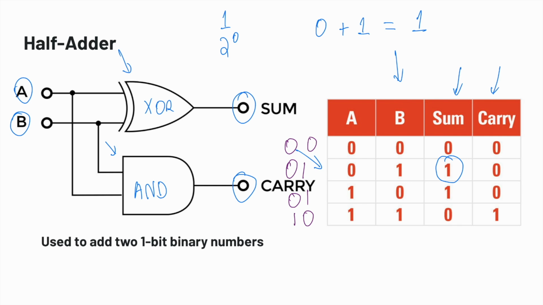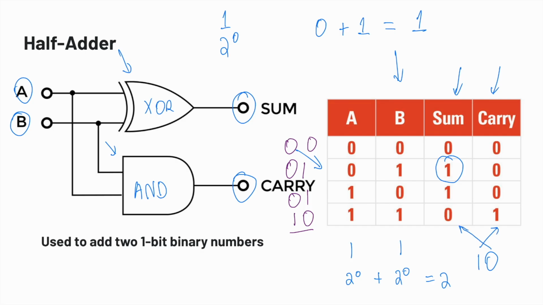The reason for that is because where we have this value, we can see our input for A is 1, and for B it's also 1. So it's essentially like 2 to the power of 0 plus 2 to the power of 0, and that's going to give us 2. The way we represent 2 in binary is going to be 1, 0, hence why we have our carry value being 1 and our sum value being 0.